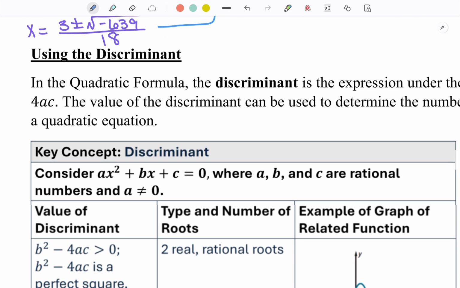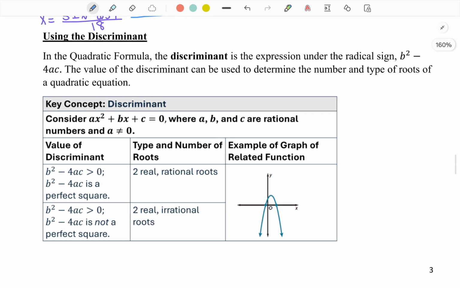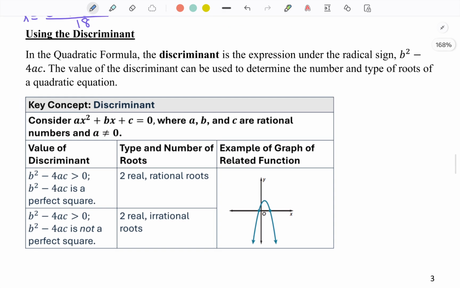All right, so let's go ahead and talk about using our discriminants. So in the quadratic formula, the discriminant is the expression under the radical sign, b squared minus 4ac. So it's something you're actually already doing and already have been doing. The value of the discriminant can be used to determine the number and type of roots of a quadratic equation.